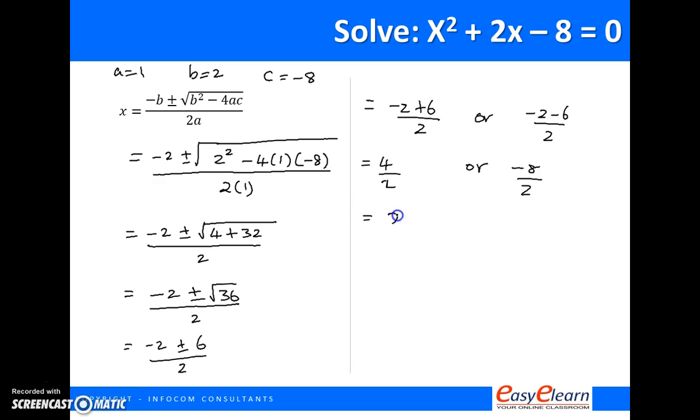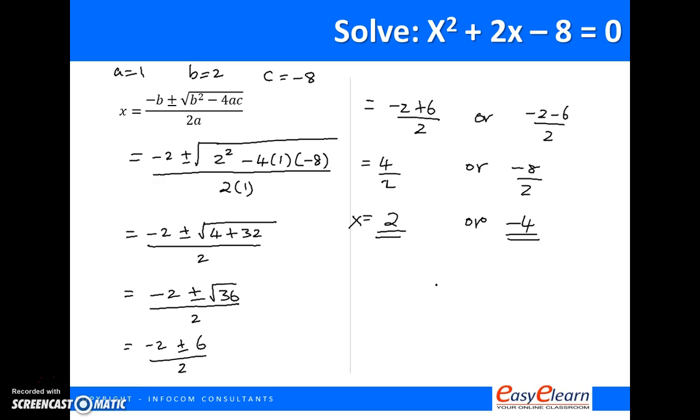So 4 divided by 2 is going to be 2, or minus 4. So there are two roots for x now. One is x equal to 2, another one is x equal to minus 4. So these two values are the solutions of this particular equation, x squared plus 2x minus 8 equals 0.